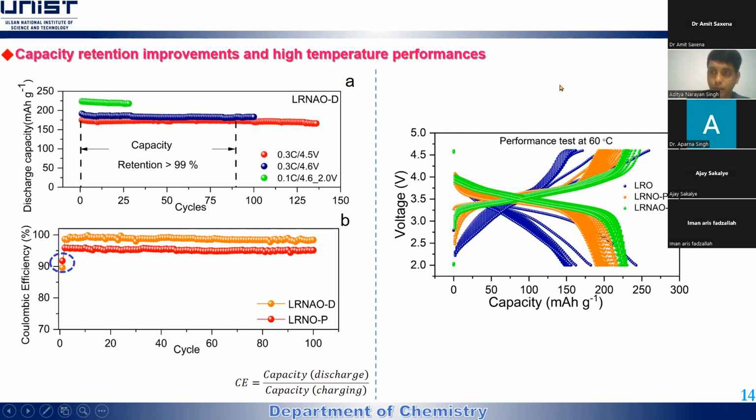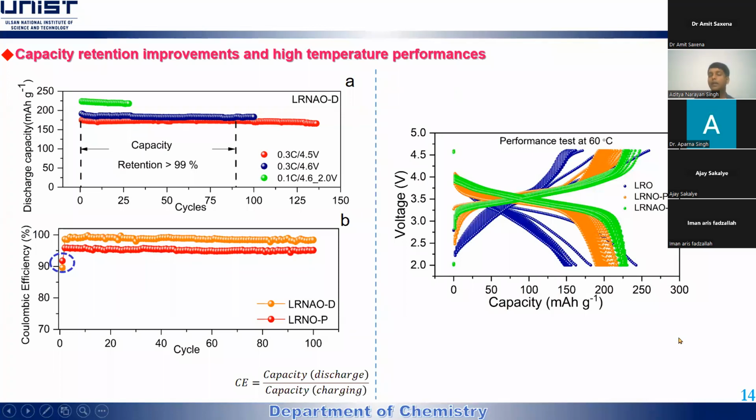Battery researchers should also test their electrochemical performance at high temperature, because all the batteries are not going to operate at room temperature. They will be engaged at high temperature also. So for that, we took performance at 60 degrees C. Interestingly, what we found is that even at high temperature, our doped material has better performance.